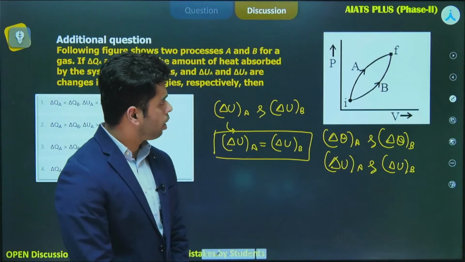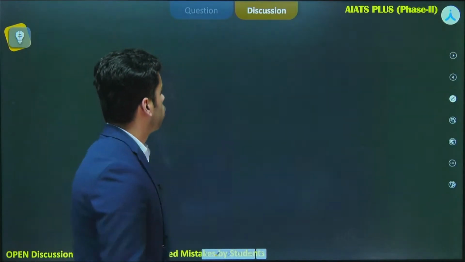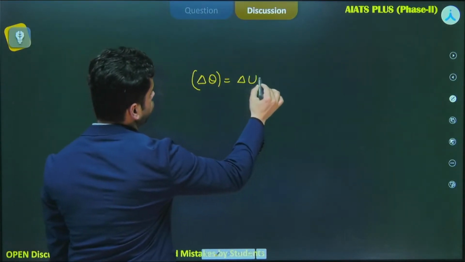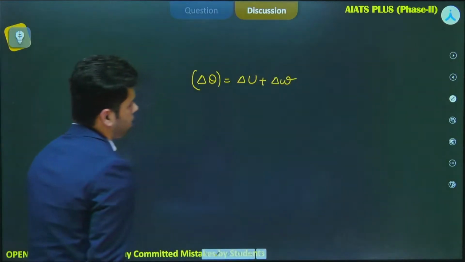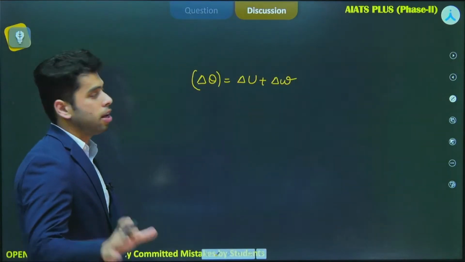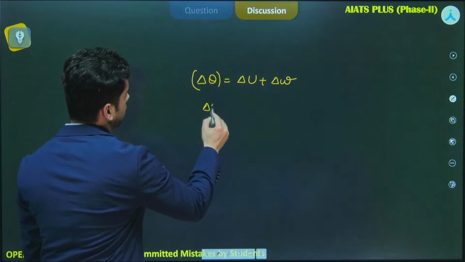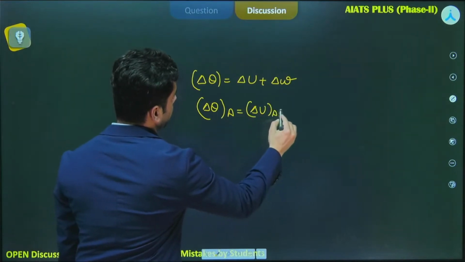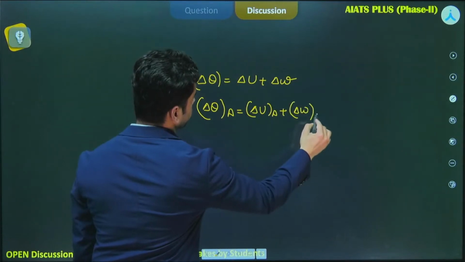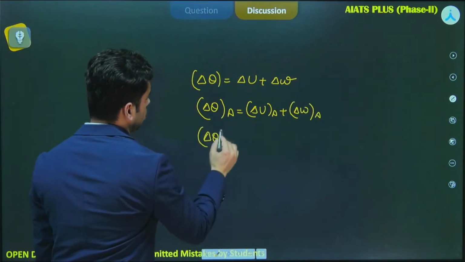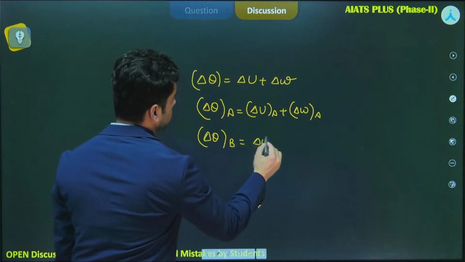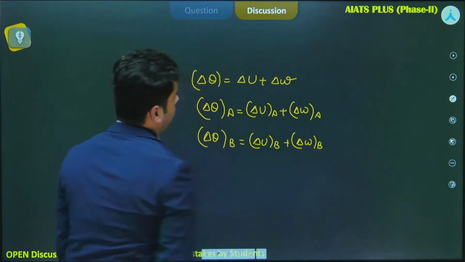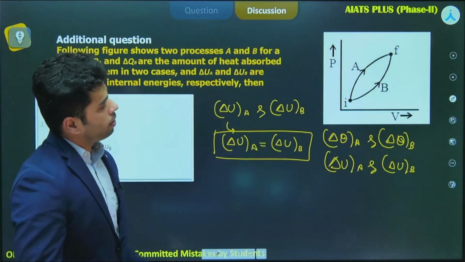Now let's talk about delta QA. Dear students, I know from the first law of thermodynamics that delta Q is equal to delta U plus delta W. Now delta U is the same for both processes A and B. So I can write that delta QA will be equal to delta UA plus delta WA, and delta QB will be equal to delta UB plus delta WB. So delta U is the same.